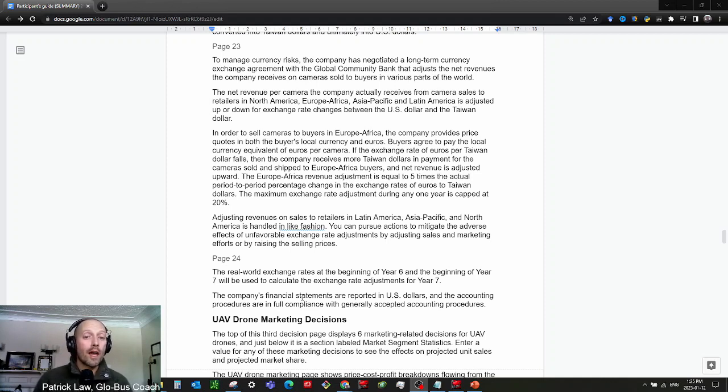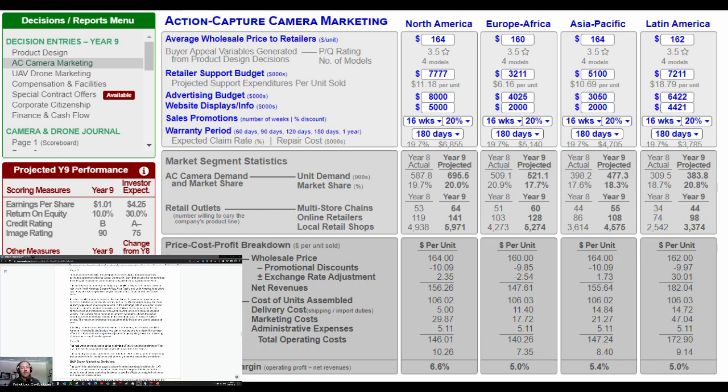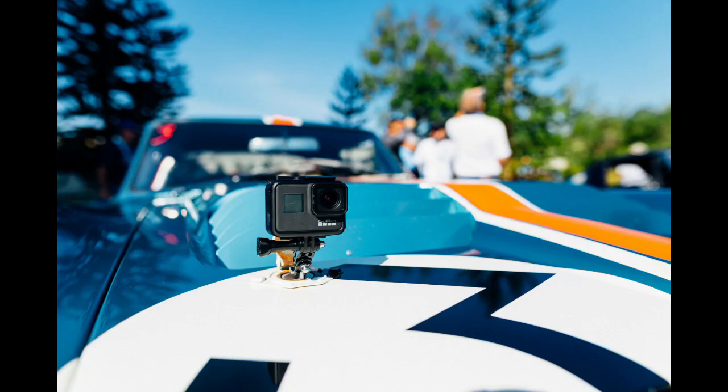In order to sell cameras to buyers in Europe, Africa, the company provides price quotes in both the buyer's local currency and euros. Buyers agree to pay the local currency equivalent of euros per camera. If the exchange rate of euros per Taiwan dollar falls, then the company receives more Taiwan dollars in payment for the cameras sold and shipped to Europe, Africa buyers, and net revenue is adjusted upward.